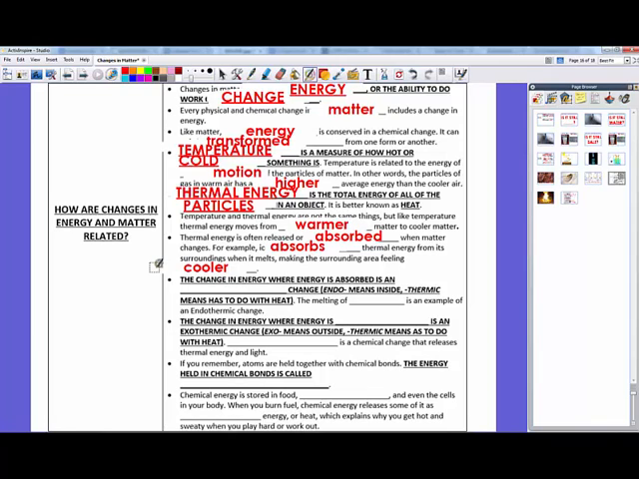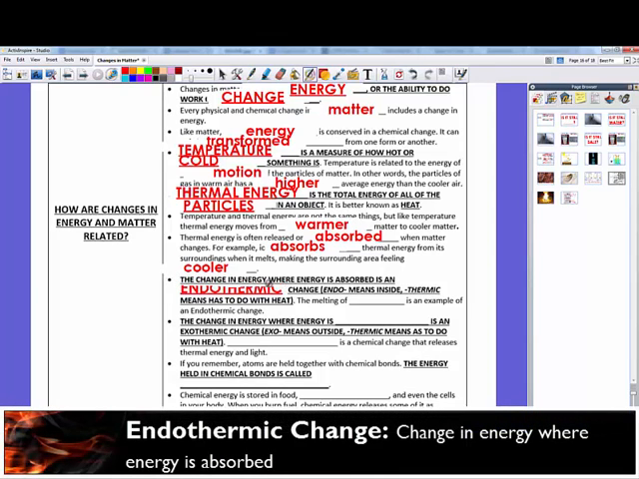So there's two. Okay? And the change in energy, where energy is absorbed, like for example, we have ice melting, or even a chemical reaction, is what we call an endothermic change. Endo means inside, thermic means has to do with heat. And the melting of ice is a good example of that.